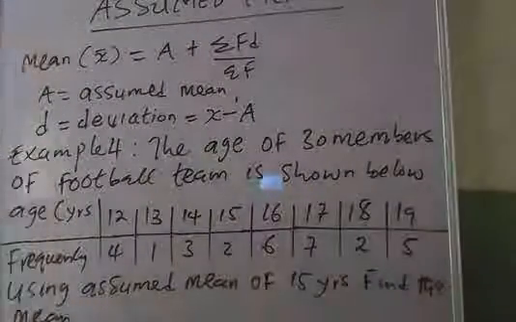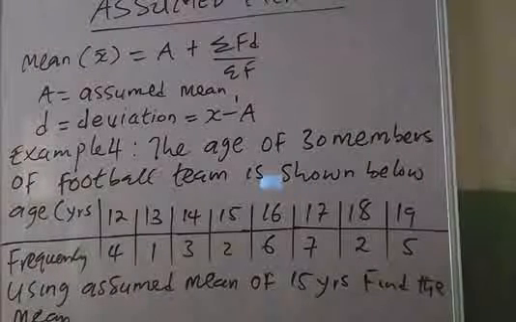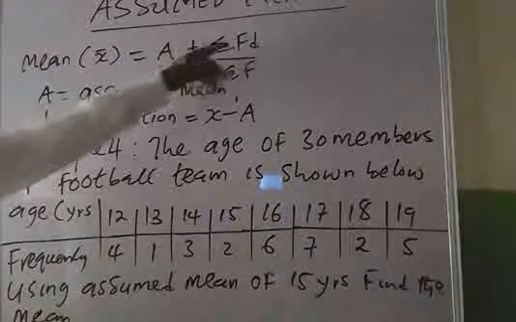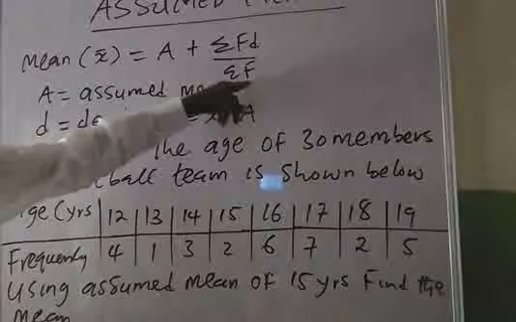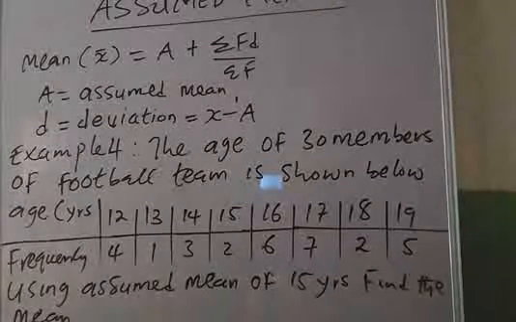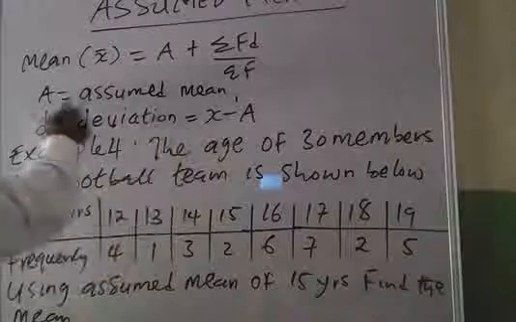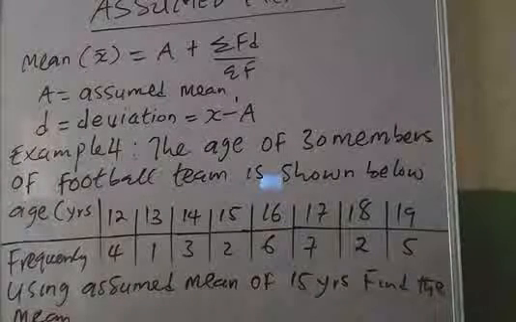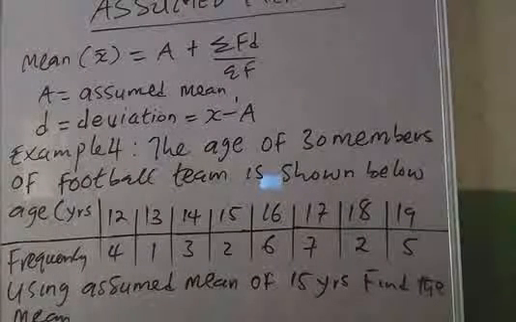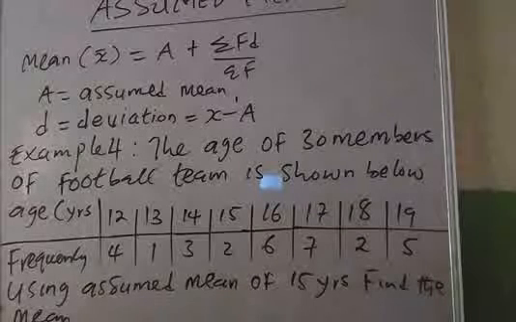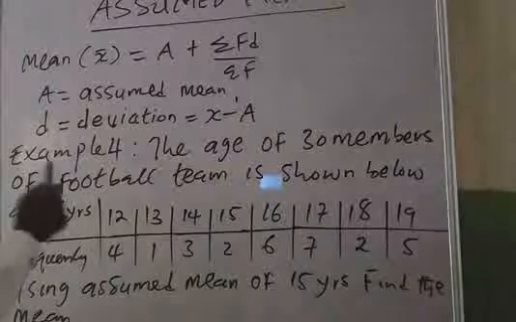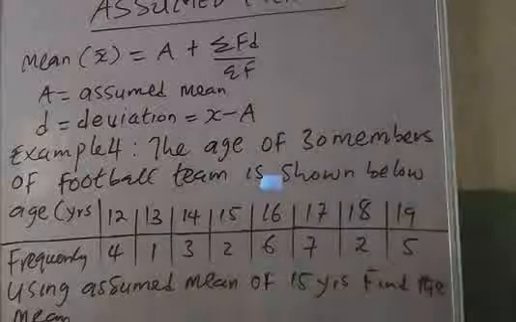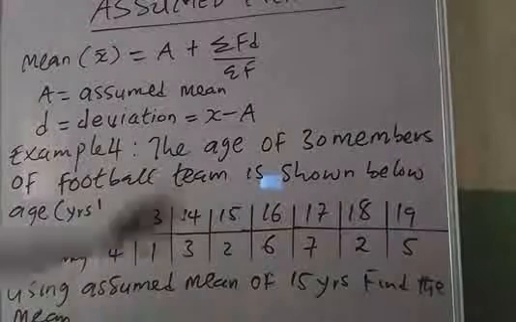We are going to be looking at the assume mean method of finding mean. If you are using the assume mean method, we say mean is A plus sigma Fd over sigma F. That is the sum of frequency times deviation. A is your assume mean, which will be given in the question. Or in some cases, you can also pick your assume mean when it's not given in the question. Take note of that. Then we have D is the deviations, and the deviation is your x minus the assume mean. X is the number minus assume mean.